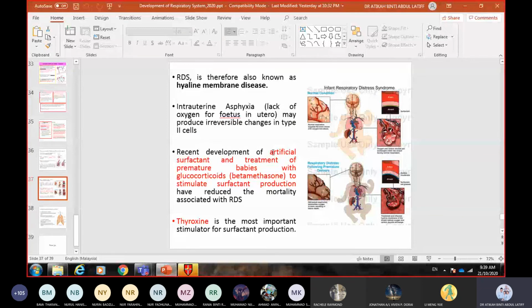Sometimes this can be prevented. For example, if the mother is having premature contractions and the baby wants to come out prematurely, sometimes as early as 24 weeks, or say at 30 weeks, we will give the mother glucocorticoids, because this will stimulate surfactant production in the baby to prepare for premature delivery. Sometimes they use thyroxine as well to stimulate surfactant production.